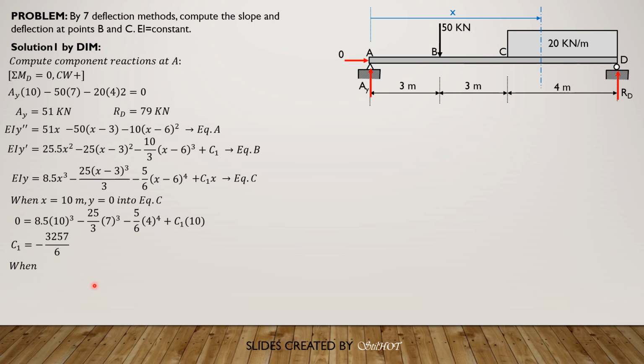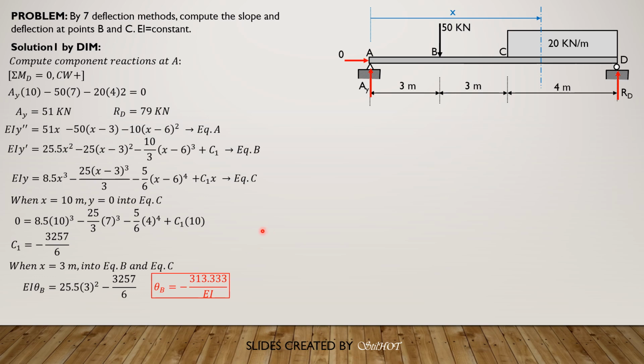Now we can set x equals 3 and solve for slopes and deflection at B. So when x is 3, substitute in equation B. So EI theta B equals 25.5 times 3 squared. This is 0. This is ignored because the value inside the parenthesis is negative. Then plus c sub 1, negative 3257 over 6. So theta B is equal to negative 313.33 over EI in decimal and in 3 decimal places.